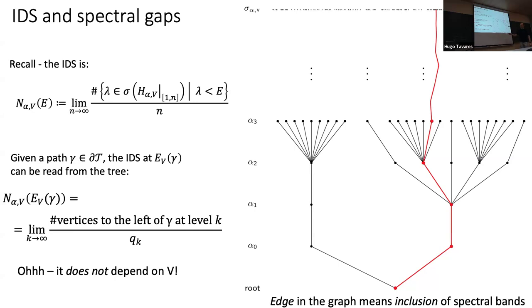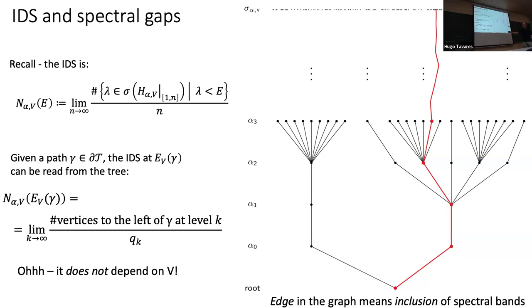And now I will just tell you in words what I mean by it. When I go along the path, when I choose a certain energy, it corresponds to a certain infinite path. Every point on this path corresponds to a periodic operator, which means a finite matrix. So counting how many eigenvalues I have smaller than this energy is just counting how many points on the graph I have to the left, and dividing by the size of the matrix. So I can really see this value of the IDS from the path on the graph in this way.